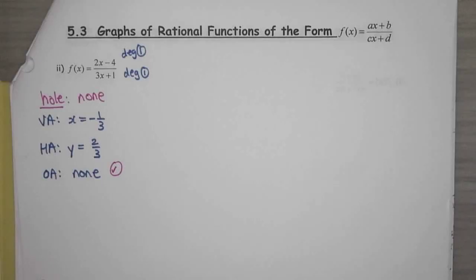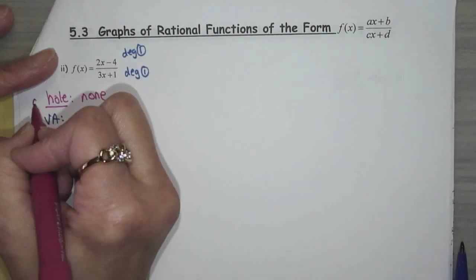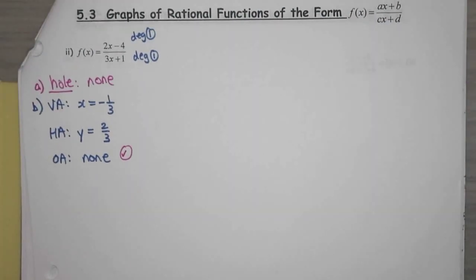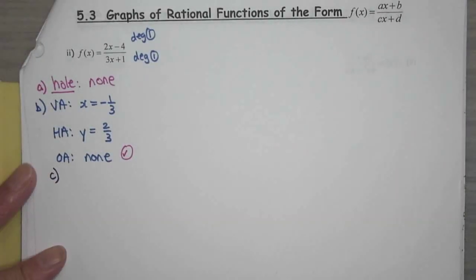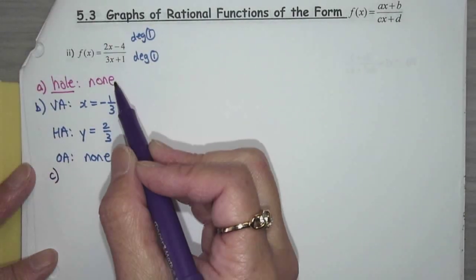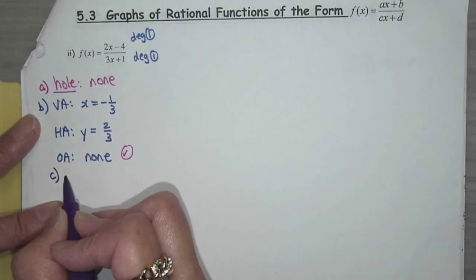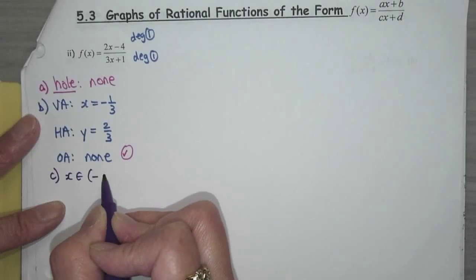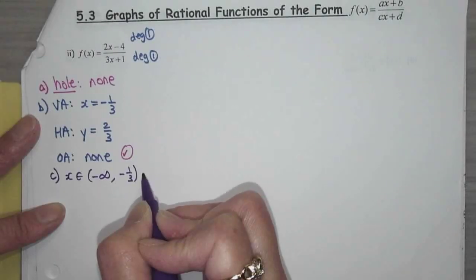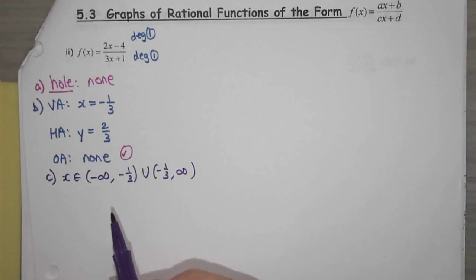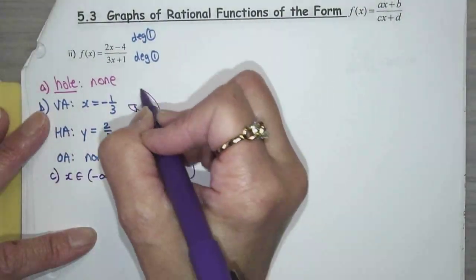All right. Then we're going to do domain. So I think first part of the question was A, holes, asymptotes. We've got A is the hole, B is the asymptotes. Let's do C is the domain. For the domain, you're looking for your vertical asymptote and your hole. Any restrictions? So you're looking for restrictions. There's no hole, so it's going to be just here. So x is going to be from negative infinity to negative 1/3, or from negative 1/3 to infinity. There's no other restrictions. So restrictions come from holes in there.